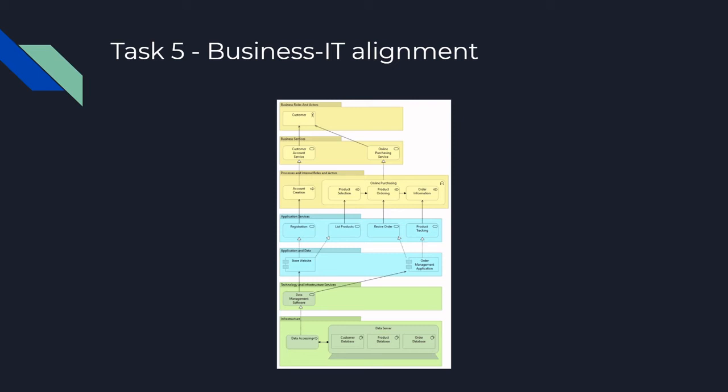The IT alignment shows that we have a store website that lists products, and we have an order management system that receives orders and sends out product tracking. The server that stores all this data contains a customer database, a product database, and an order database. All of this information is sent up to make sure that the website can perform its tasks adequately.